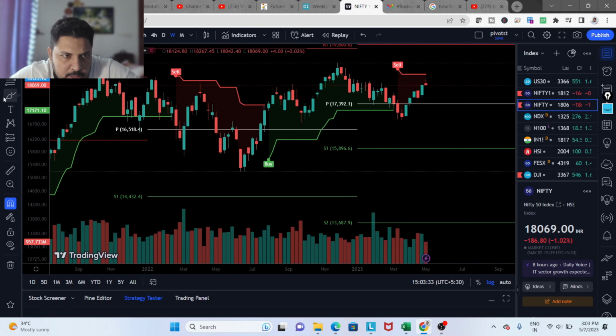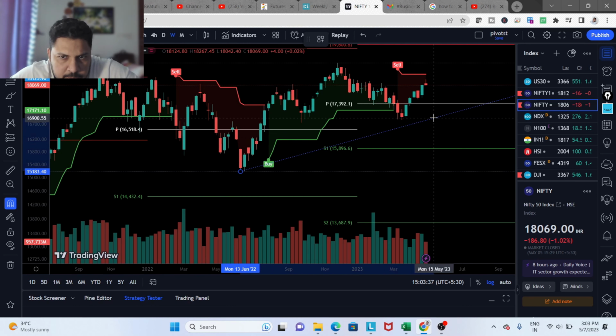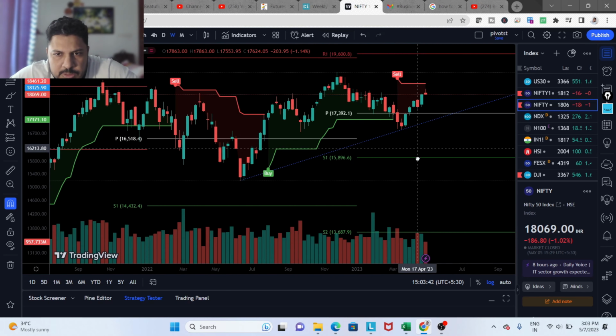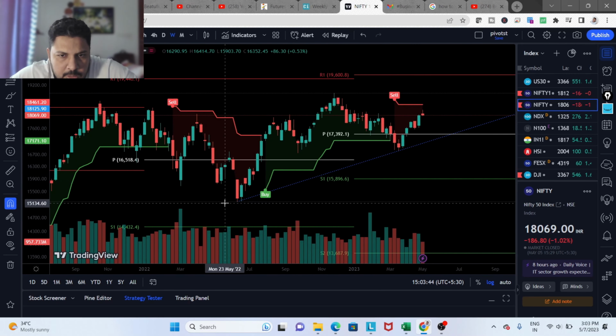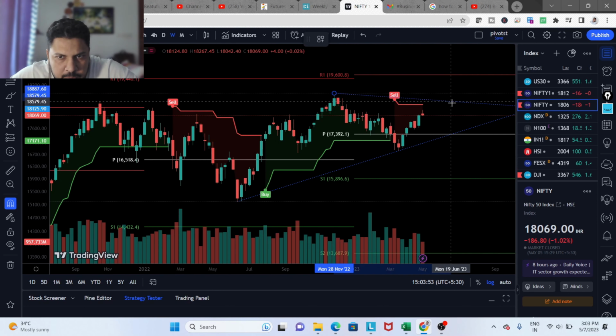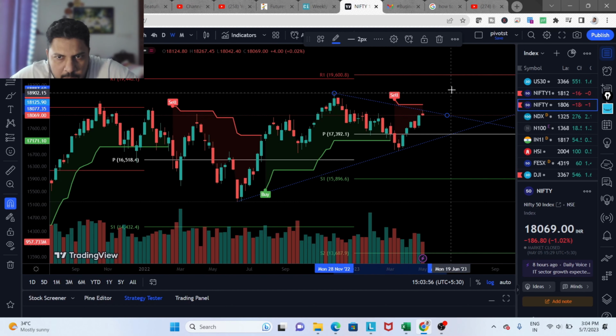So what is the low level of this? If we look at this, let's mark this on a higher time frame. This is the trend line which we can follow. If the market moves up from here and starts to move above this zone on a weekly time frame, then you can expect the next target will be about this 19,600 level. Okay, so this is on a weekly time frame.